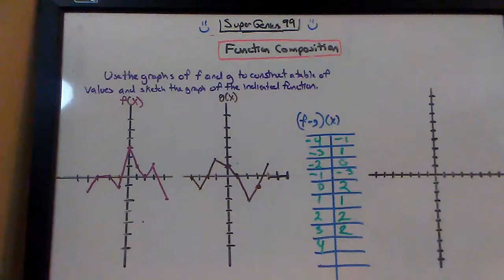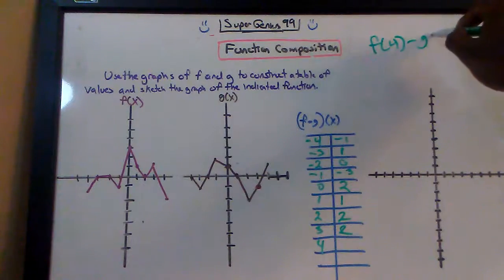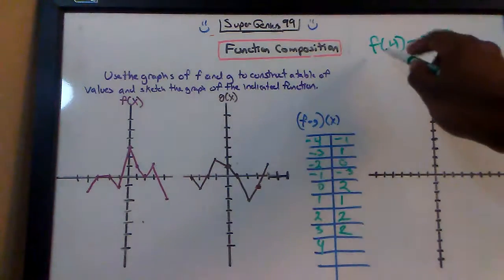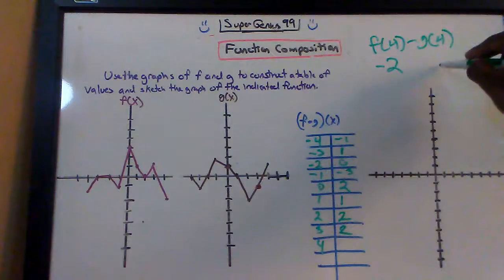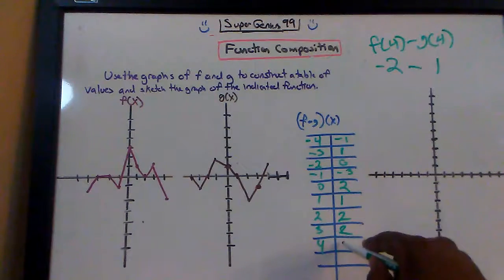F minus g at x equals 4, which translates to f of 4 minus g of 4. Okay. So when x is 4 in the f function, what is y? When x is 4 in the f function, y is negative 2. When x is 4 in the g function, what is y? When x is 4 in the g function, y is a positive 1. See that? Okay. What is negative 2 minus 1? Negative 2 minus 1 is negative 3.